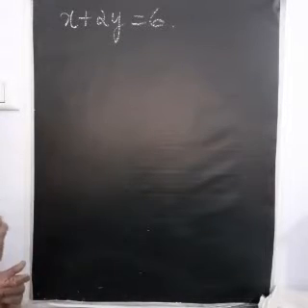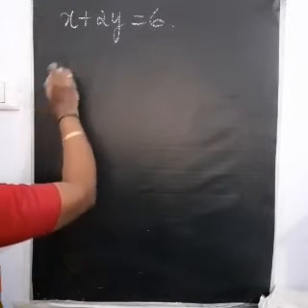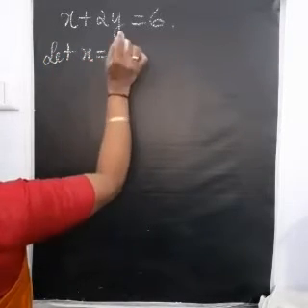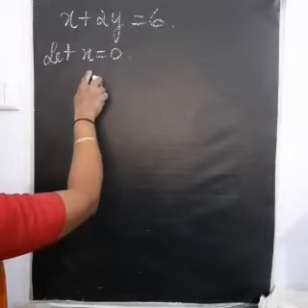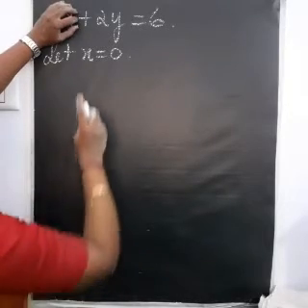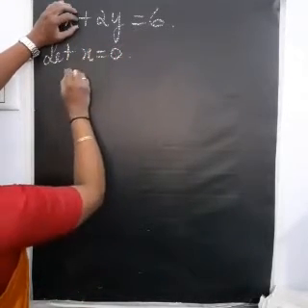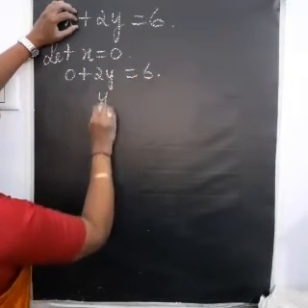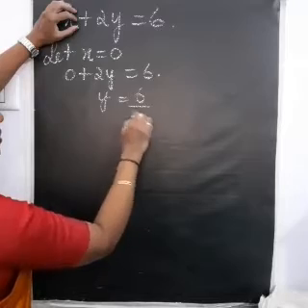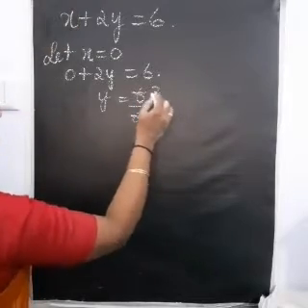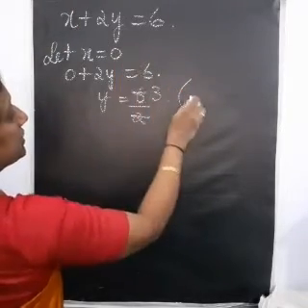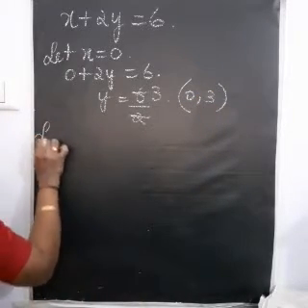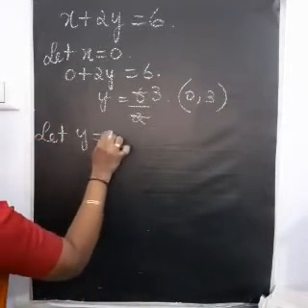The easiest way to find two solutions is to say let x equal to 0. Now if x is equal to 0, this will become 0, that is 0 plus 2y equal to 6. That is y is equal to 6 by 2, which is 3. So what is the point that I have got? 0, 3.